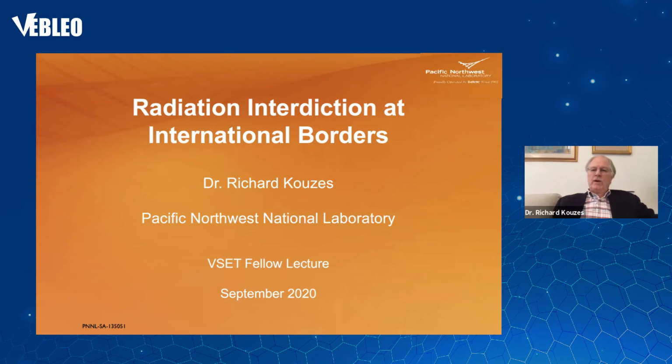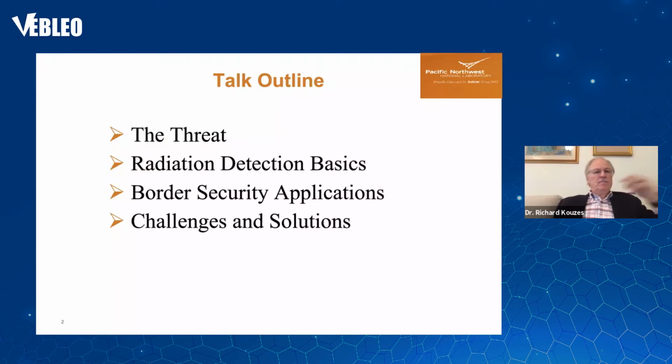I'm going to be talking about radiation interdiction at borders and some of the materials that are used for those applications. Let's see if I can advance my slide. I'm going to be talking about basically four topics. What is the threat we're trying to deal with, some radiation detection basics, the application to border security, and then some challenges and solutions.